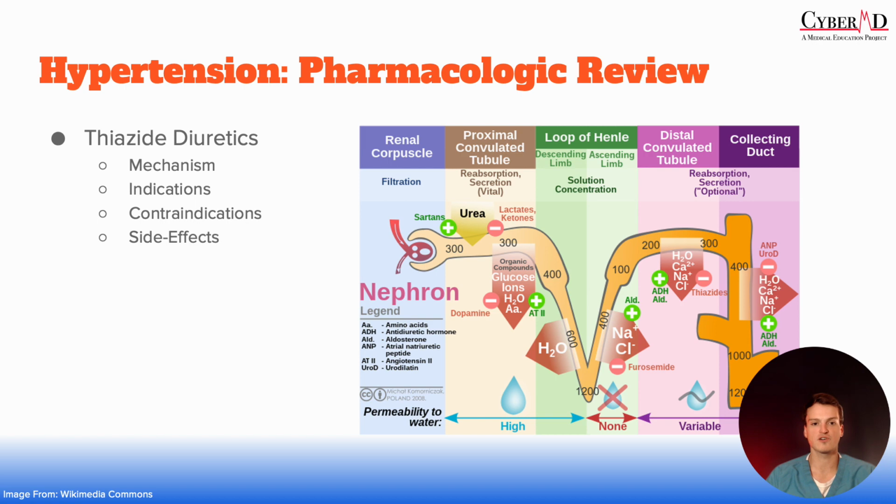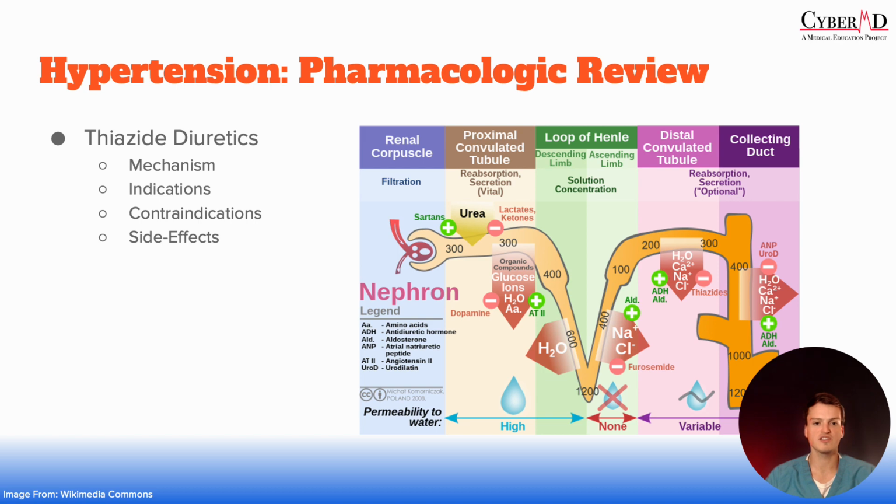Additionally, thiazides are going to have a vasodilatory effect on the peripheral vasculature, which further helps in reducing blood pressure. Thiazide diuretics are primarily indicated for patients in the management of mild to moderate hypertension. They're often going to be the first-line treatment, as we've discussed with the JNC8 guidelines, especially in those patients without any other compelling indications for any other types of drug classes.